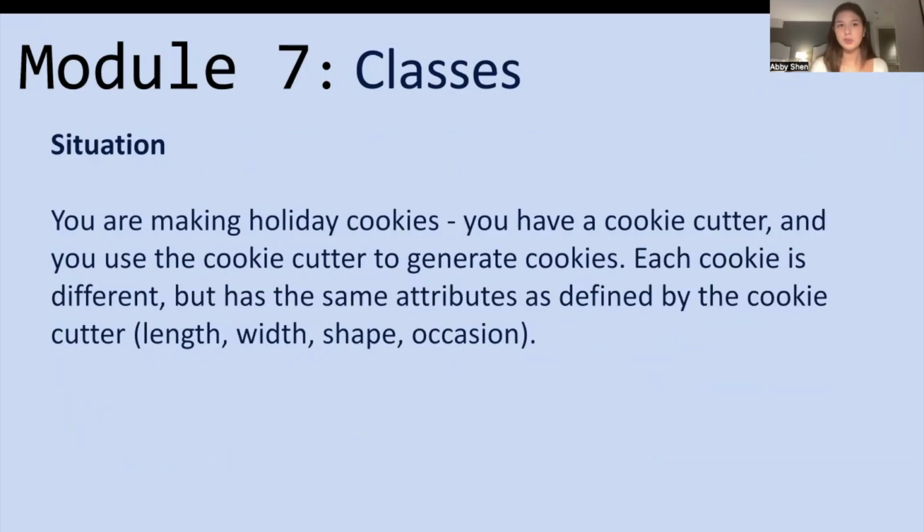So let me give you a situation to help illustrate the idea of object-oriented programming better. Let's say you're making holiday cookies. You have a cookie cutter and you use the cookie cutter to generate cookies. Each cookie is different, but has the same attributes as defined by the cookie cutter. So these attributes would be like the length, width, shape, and the occasion that this cookie fits into.